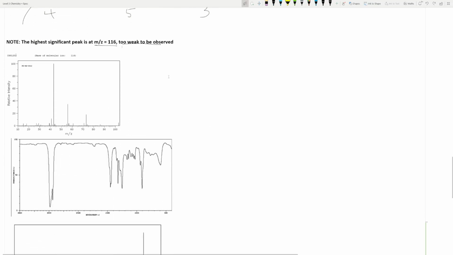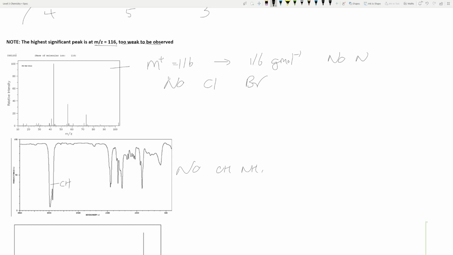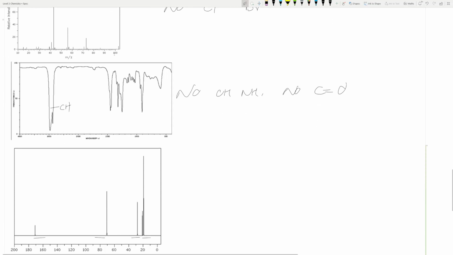From the mass spectrum, we can see the molecular ion is 116, which tells us the molar mass is 116 grams per mole, which tells us there's probably no nitrogen or an even number of nitrogens, most likely no nitrogen. And there's no Cl 3-to-1 peaks or Br 1-to-1 peaks. And if you look at the IR, this IR is so boring. This is C-H, and that's it, nothing else. So there's no O-H, N-H, no C=O. Actually, that should be, is that 15?